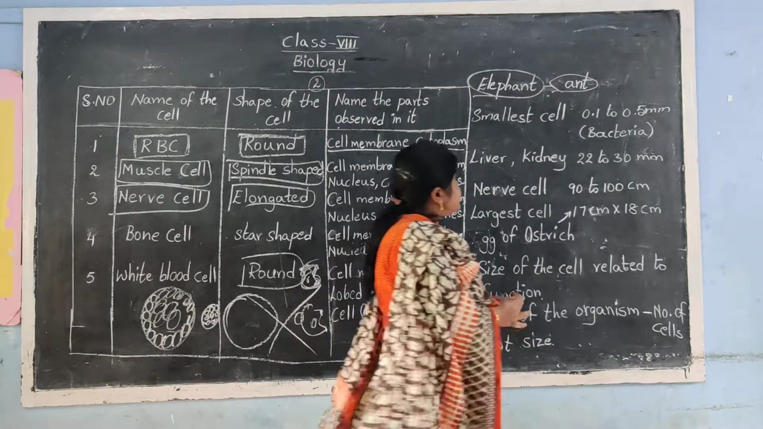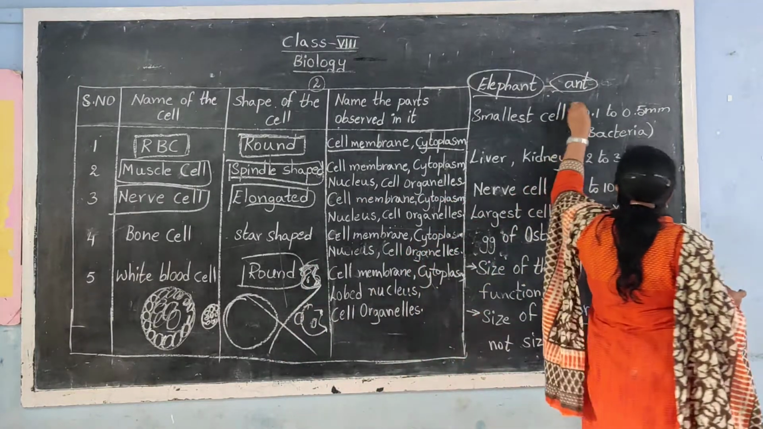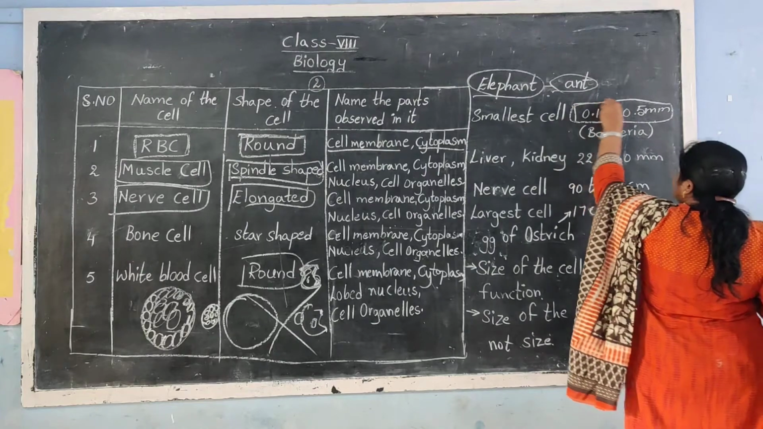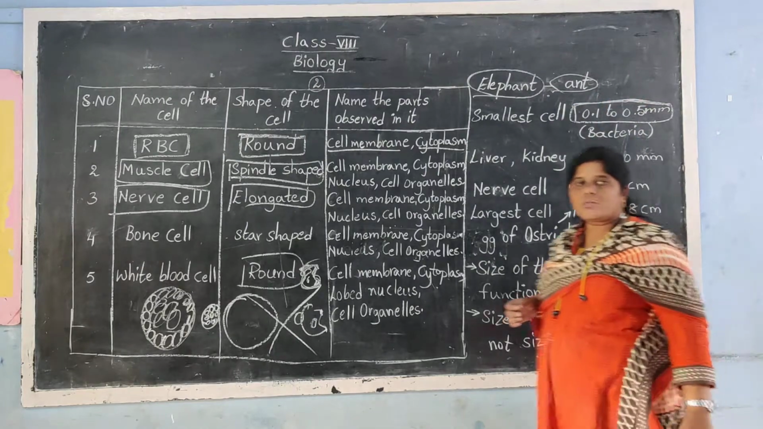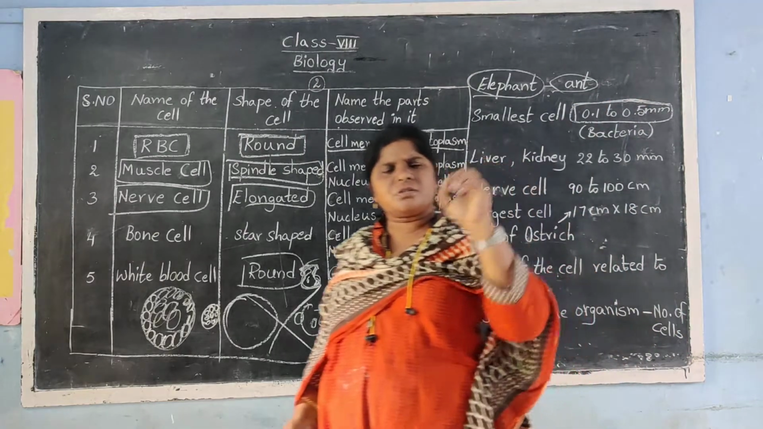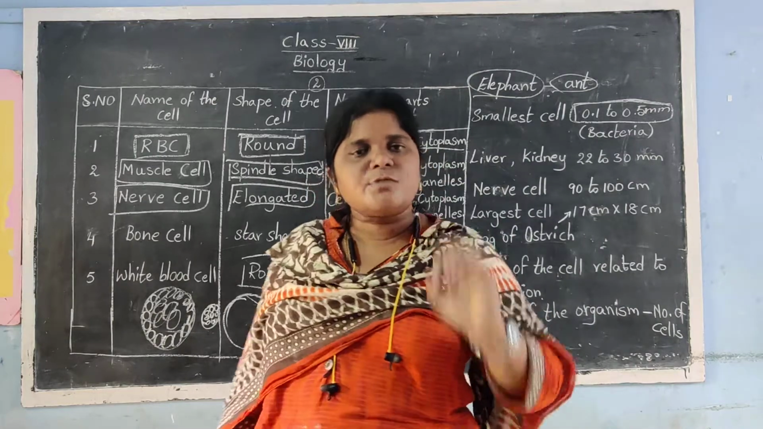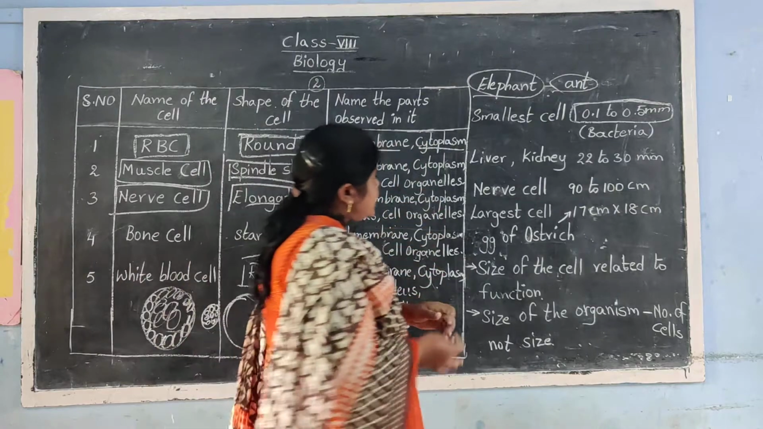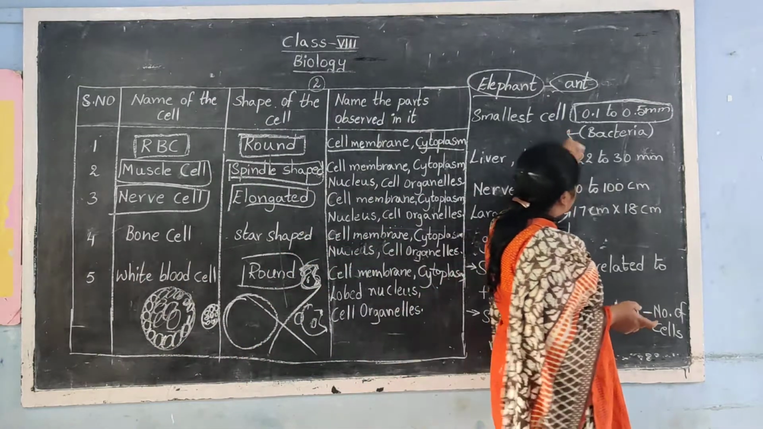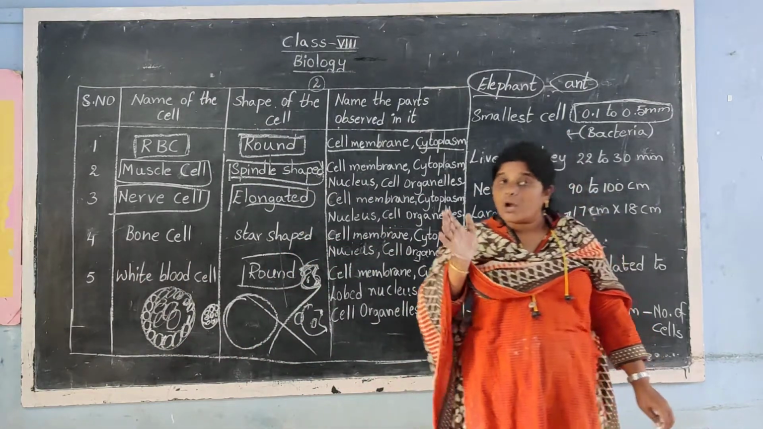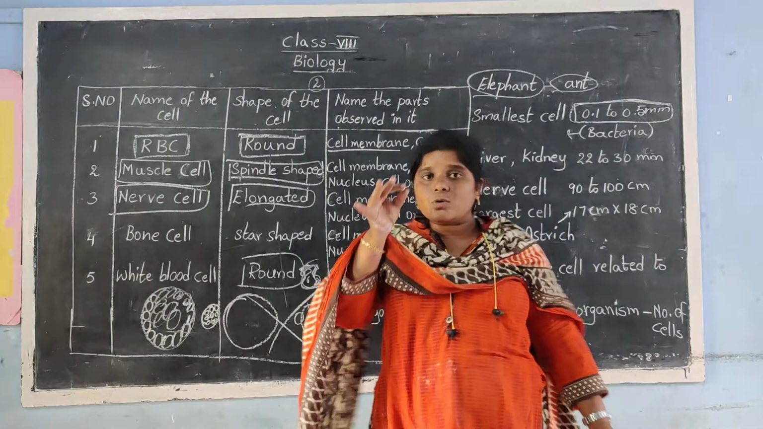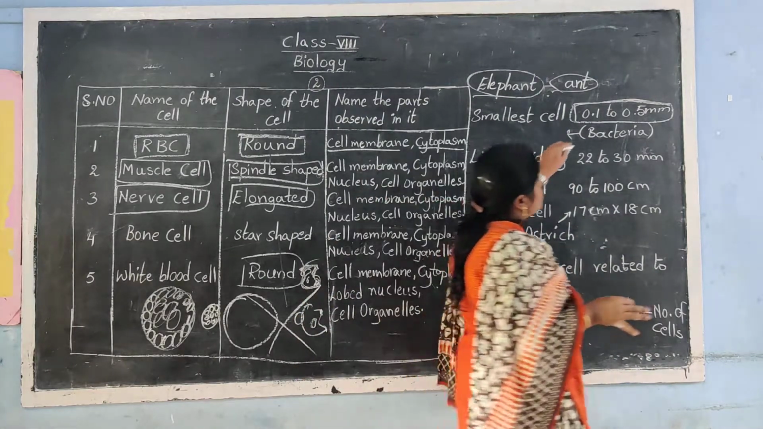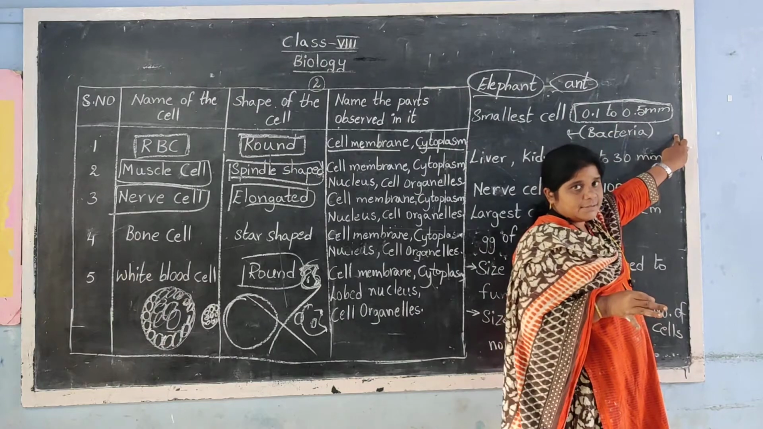When you take bacteria, it is only 0.1 to 0.5 micrometers. Very minute, very small. Bacteria is a unicellular organism and it is a prokaryotic cell, only 0.1 to 0.5 micrometers.